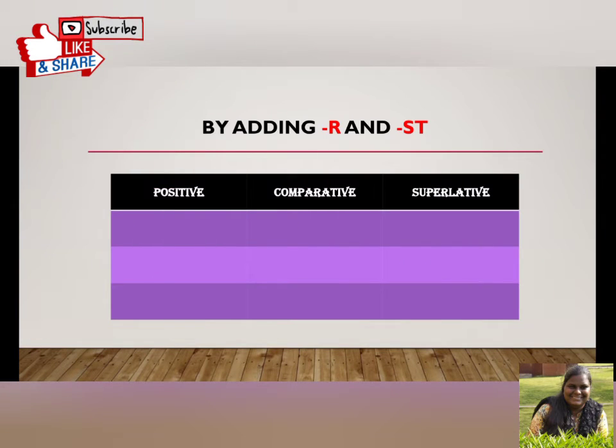The second rule says that we need to add R to the comparative degree, ST to the superlative degree. For example, wise becomes wiser and wisest. If you can see, R is added over here and ST is added over here. In the similar manner, nice becomes nicer, nicest. Simple, simpler and simplest. So, there are many more examples of this too.